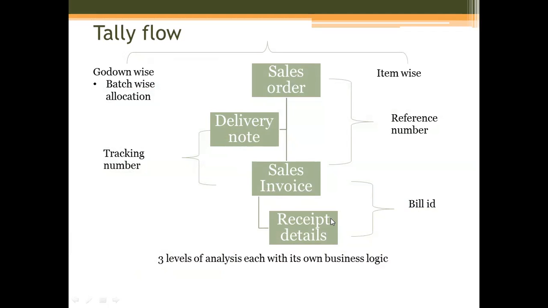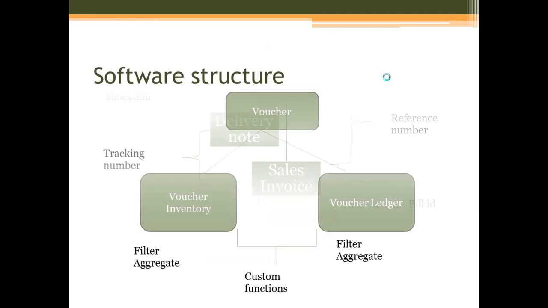So sales invoice and receipt details are linked by what we call a bill ID. A delivery note and a sales invoice are linked by what we call a tracking number. And then sales order is linked up with delivery note or sales invoice. Now, this whole sales invoice is actually based on a godown-wise or batch-wise allocation or on an item-wise allocation. So this is actually the structure of Tally.